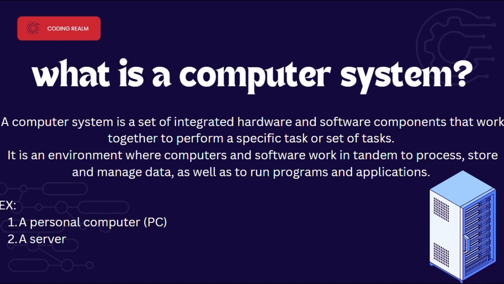Here we have 2 examples of a computer system. First example is a personal computer or the PC. It's a computer system that is designed for individual use. For example, I have a personal computer or PC. My brother has a PC, etc. It's for individual use. Second example is a server. A server is a computer system that is designed to provide a service to other computers on a network.